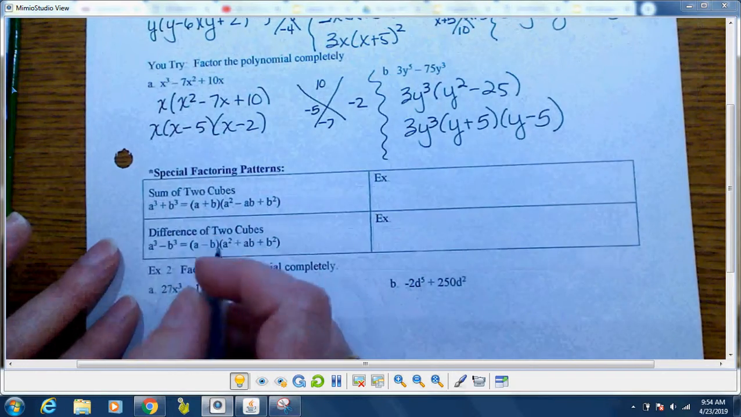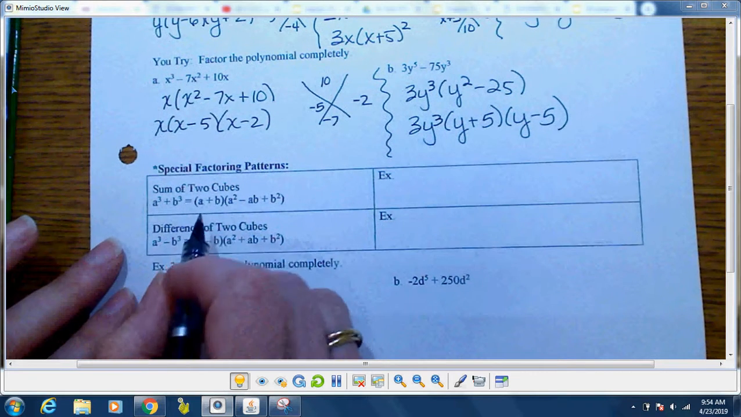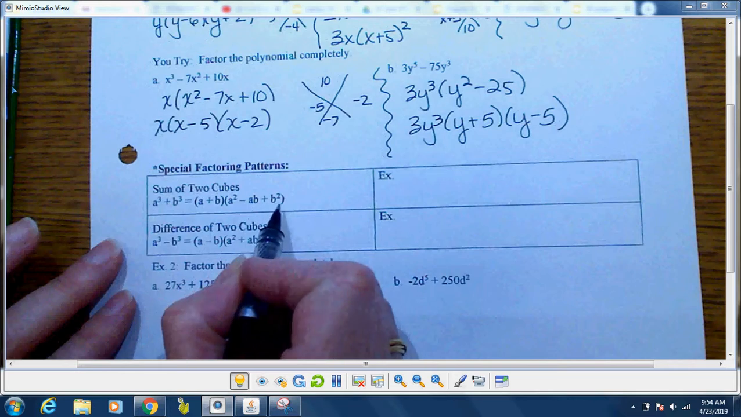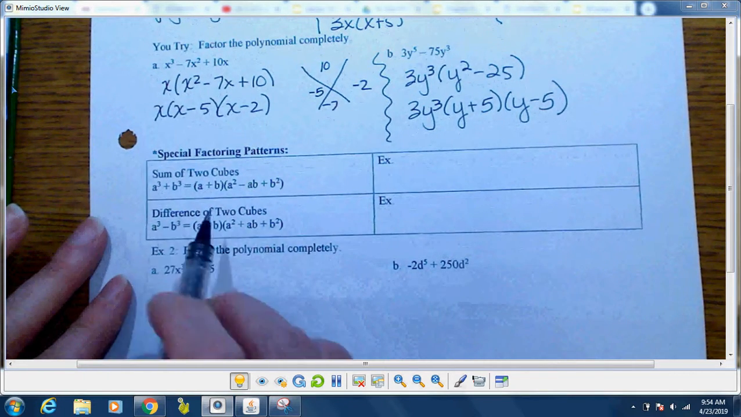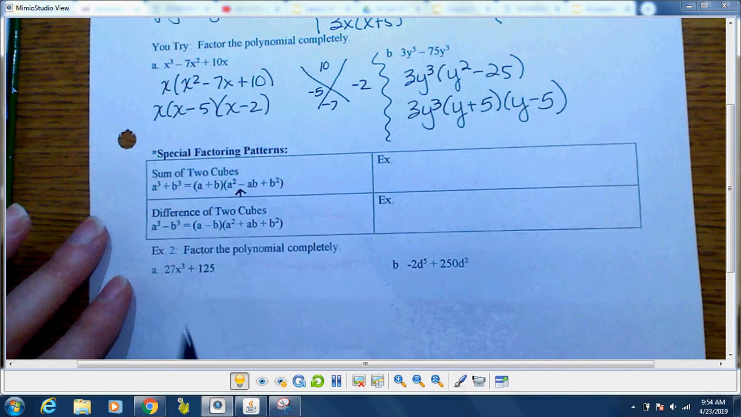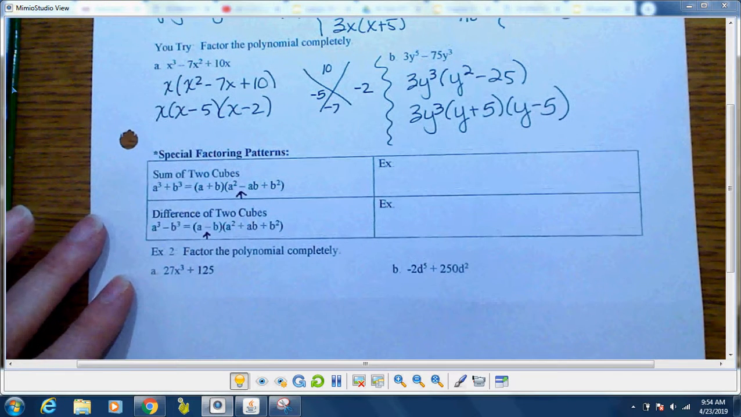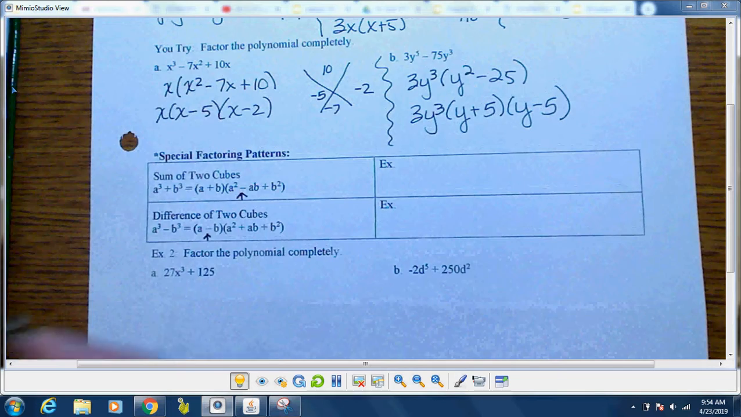The sum of two cubes. So if I have a cubed plus b cubed, it can get broken down this way: a plus b times a squared minus ab plus b squared. The difference of two cubes is very similar. Notice I have a subtraction sign in this one. My subtraction sign will be here in this pattern. Okay? So let's do a couple of examples.